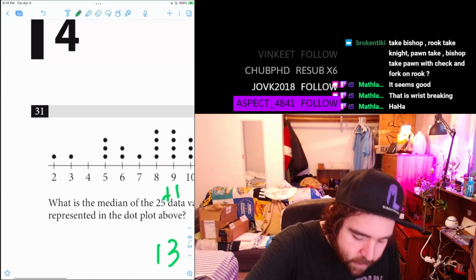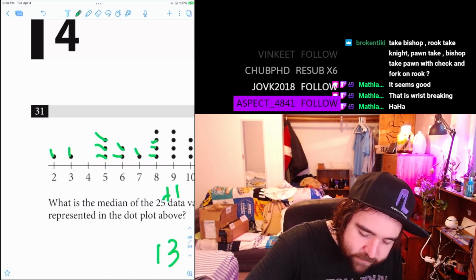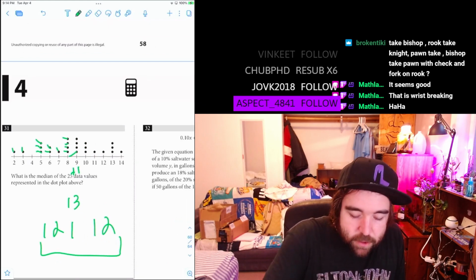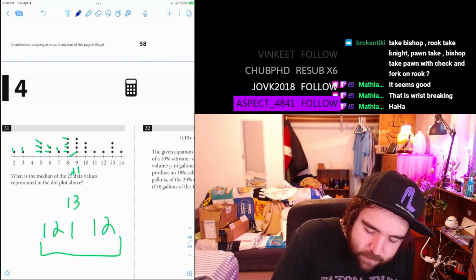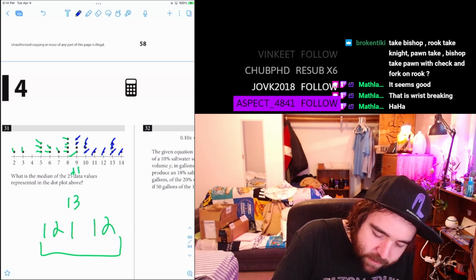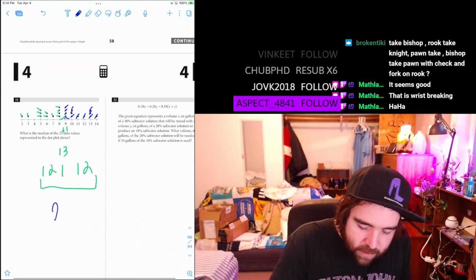So we just got to count them. 1, 2, 3, 4, 5, 6, 7, 8, 9, 10, 11, 12, 13. So it's the 9th. You should be able to do it the same way from the other side. 1, 2, 3, 4, 5, 6, 7, 8, 9, 10, 11, 12, 13. Yep. The median is 9.